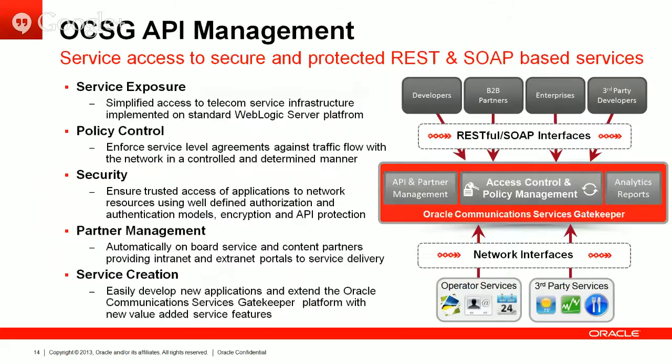The API Management, OCSG, is the other platform that allows trusted third-party partners to come in with RESTful or SOAP interfaces to do things like messaging, call control, and location. Again, Elerant will cover these details in a bit. The important aspects of this platform are that policy control, security, and partner management are all built into it. A lot of the exposure you'll see are the tools that you can use to create and generate messages into the network.